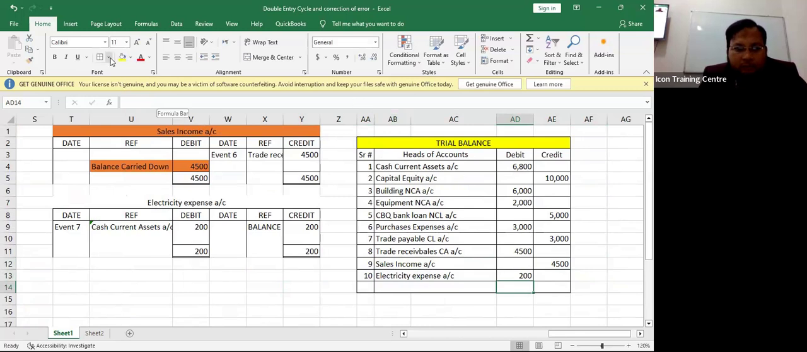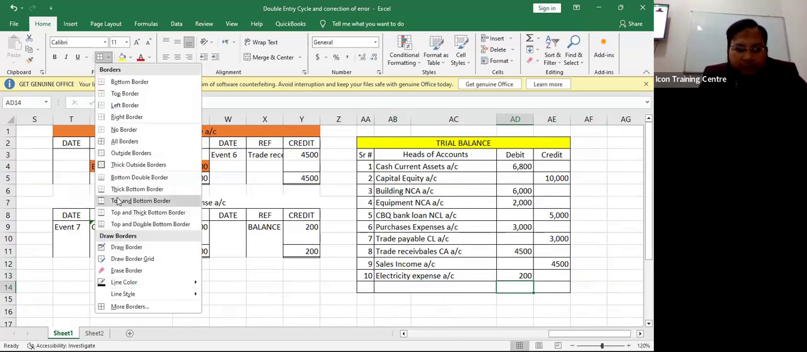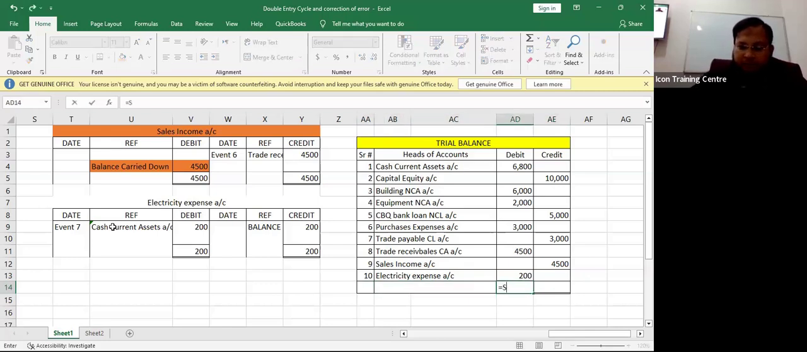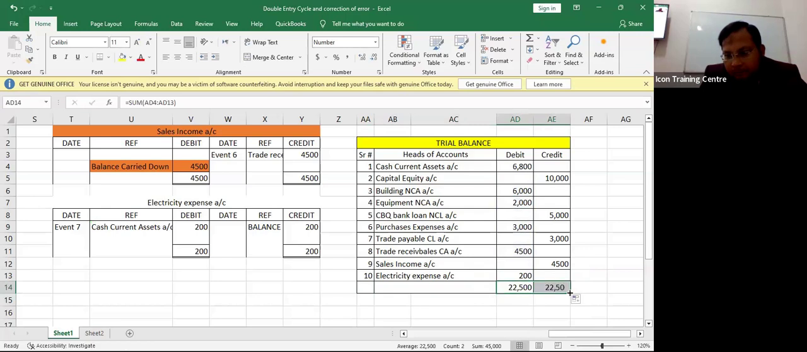Right? Now we take the total. Okay. So this is very important. Is equal to sum, because the total should come equal, right? It means the double entry we followed is absolutely right. Can you note it down, please?